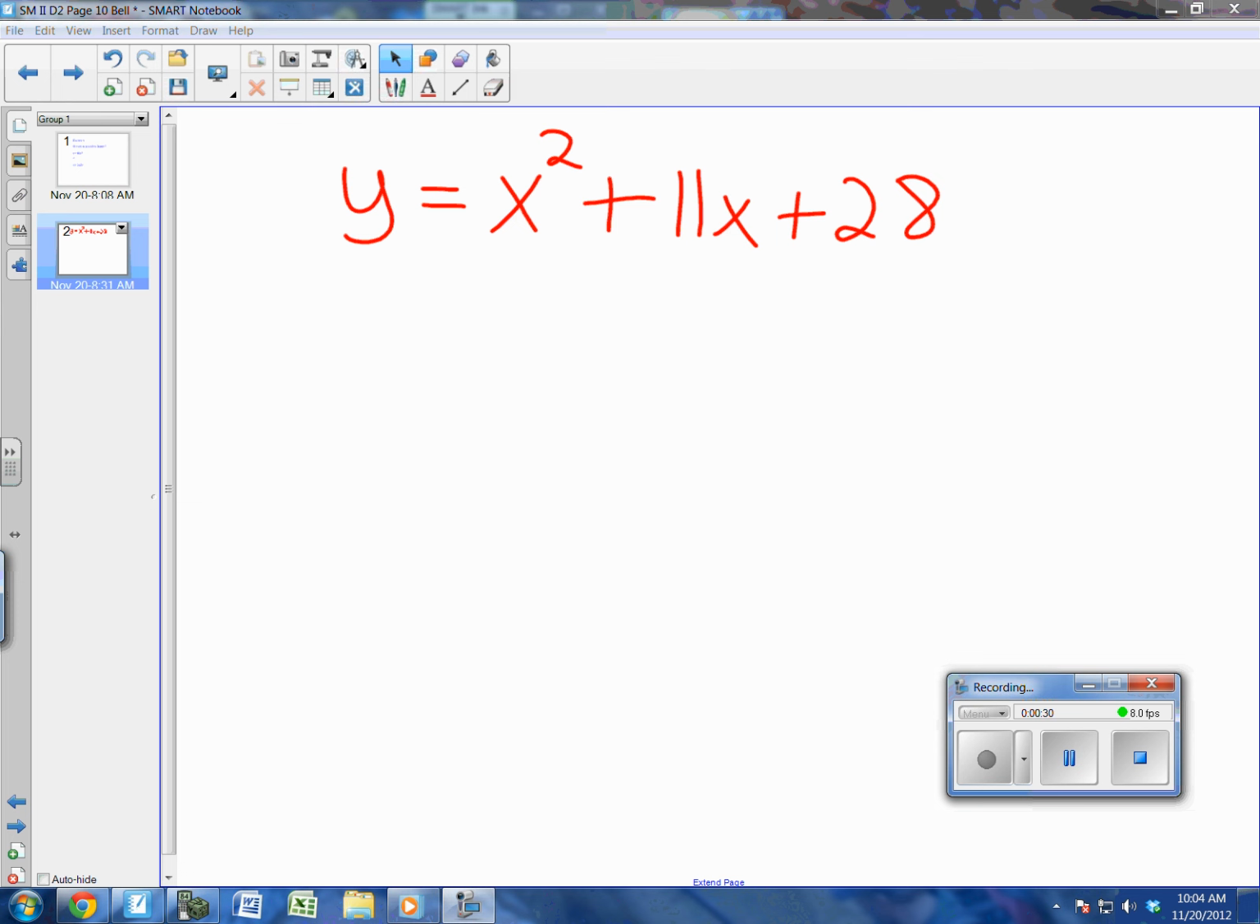Okay, problem number one. I want you to transform this into a form that will help us find the zeros and then find the zeros.